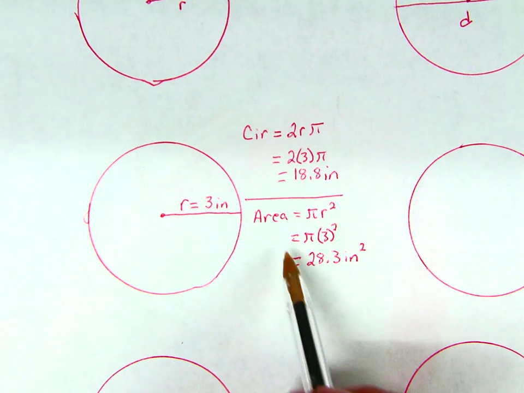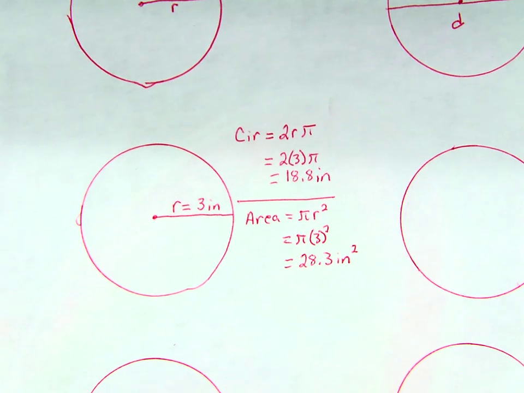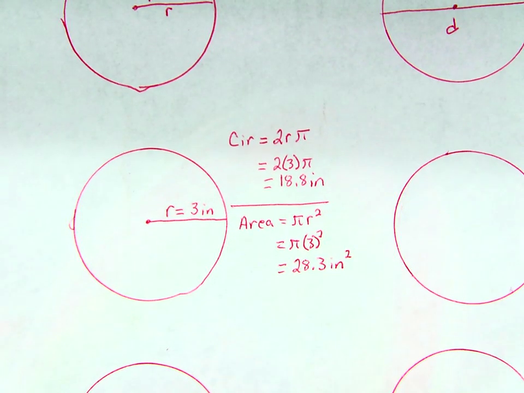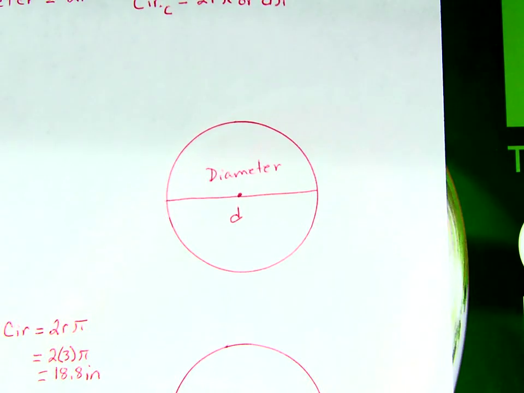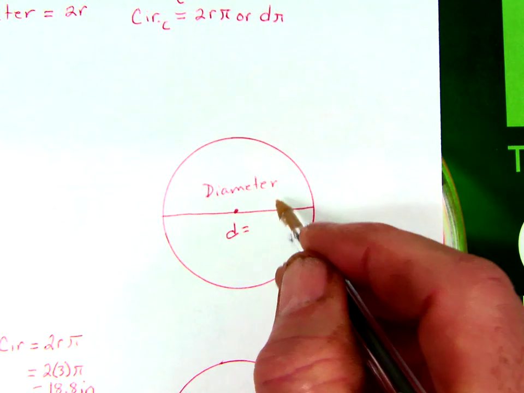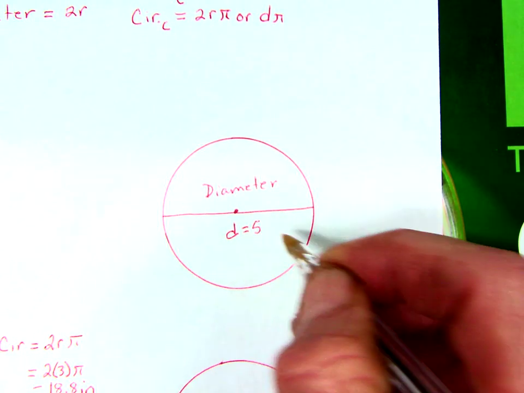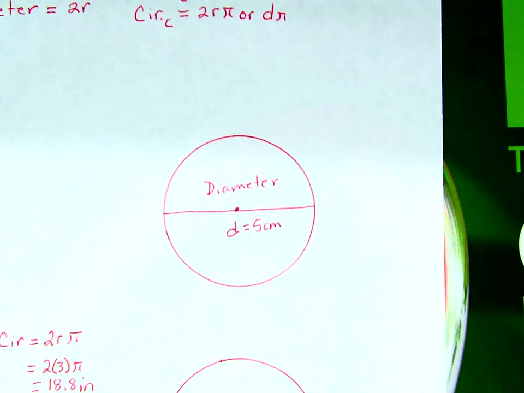Okay, so we found the circumference, we found the area. No problem. How are we to do it though if they give us a diameter instead of a radius? Well, let's use a diameter of 5 and make it centimeters. The diameter equals 5 centimeters.